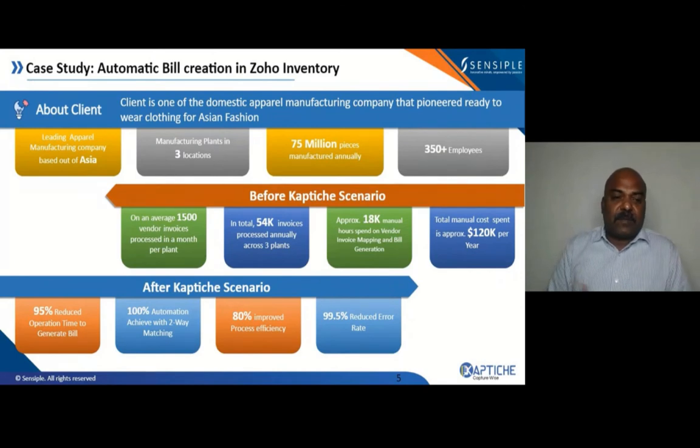So I hope you would have gone through the same thing, whatever I have explained to you. It is very simple and straightforward to get registered and get integrated with Zoho Inventory. And it's very simple to upload and verify the content if it is required and generate the bills. It's very simple, straightforward.